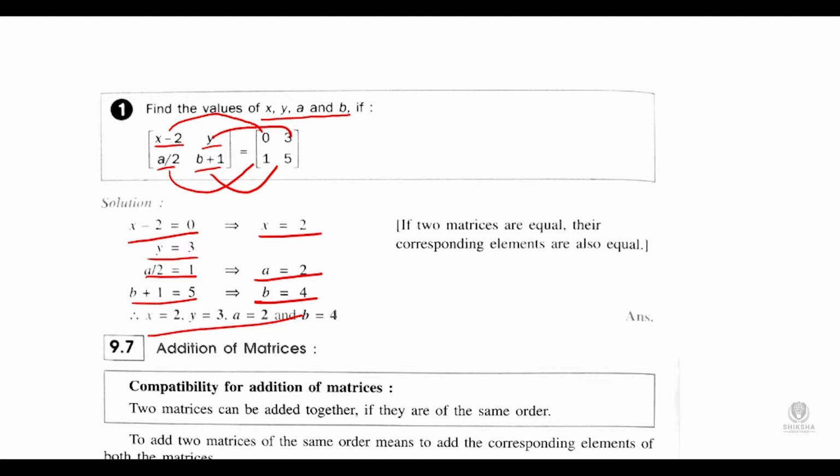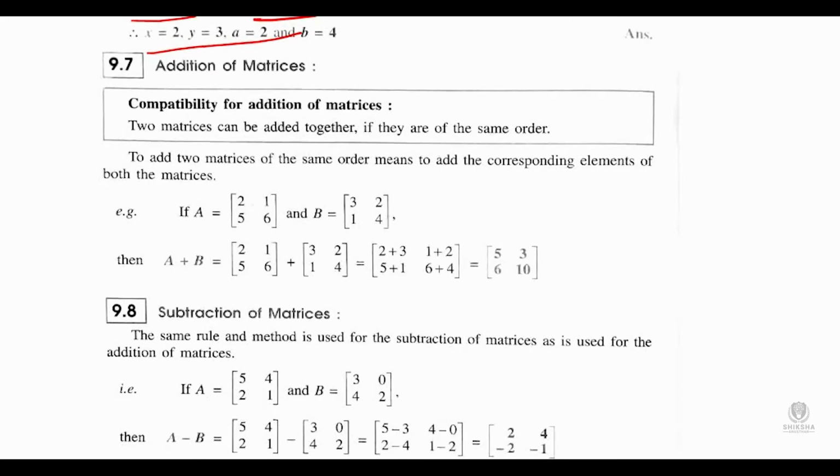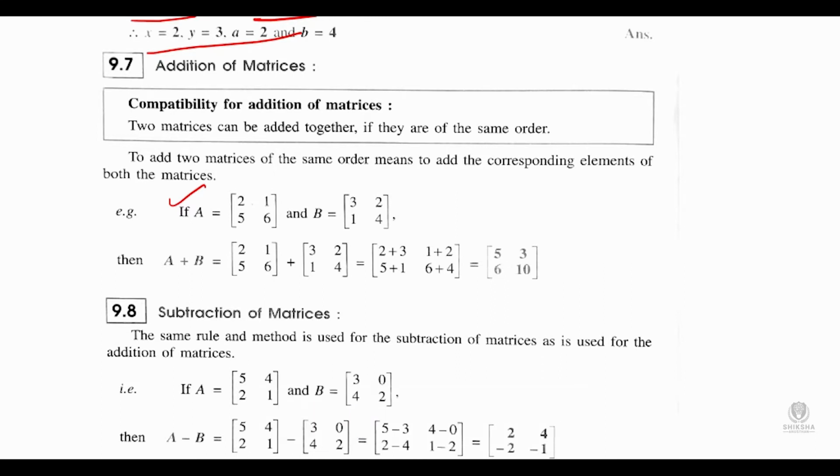Now coming to the addition of matrices. In case of addition, suppose in this example A is 2, 5, 2, 1, 5, 6 and B is 3, 2, 1, 4. On addition we will be adding the corresponding elements: 2 plus 3, 1 plus 2, 5 plus 4, 1, 6 plus 4. So the corresponding elements of the matrices will be added and the value will be decided as per the answer.